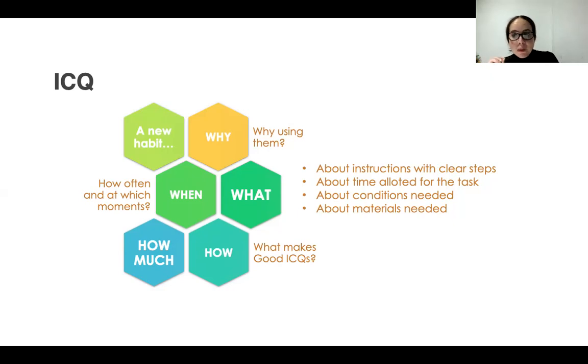Second aspect of the ICQ, time allotted for the task. My instruction needs to not only include the steps that I'm taking, but also the time that I'm giving them to develop the thing, so that in a particular moment of the task, I'm going to stop here because they know how much time I gave them, and I'm going to be starting asking questions.